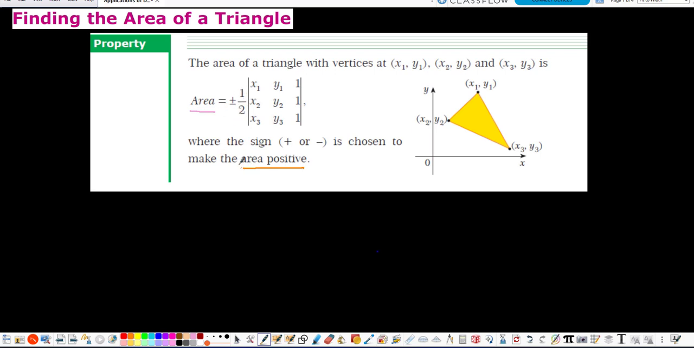You should make the area positive, because you remember from the previous properties, if you switch the places of x1 and y1, x2 and y2, you will get the negative one, which means the order is not important, only the area value, which should be positive for us.